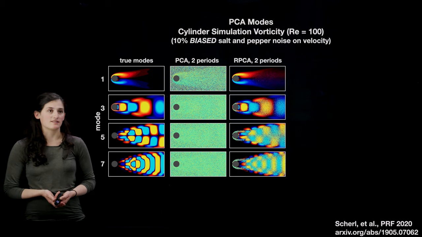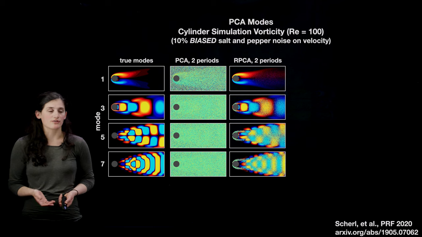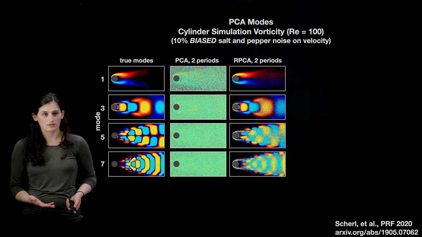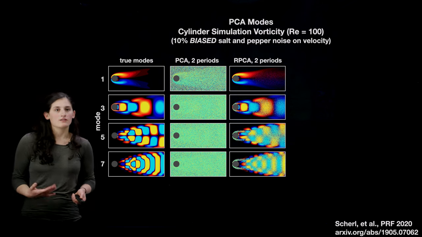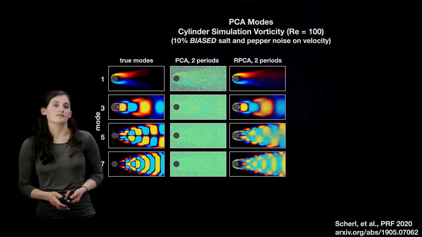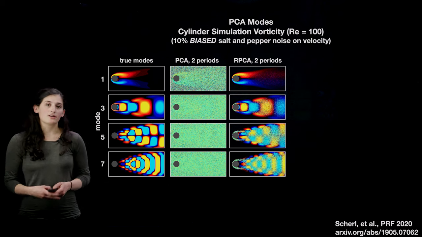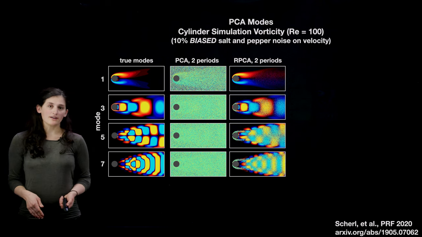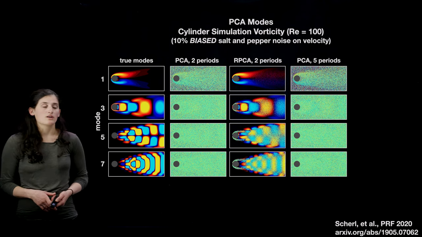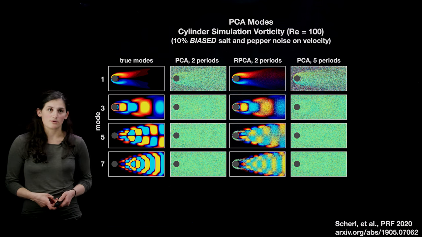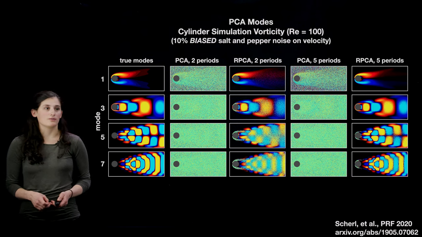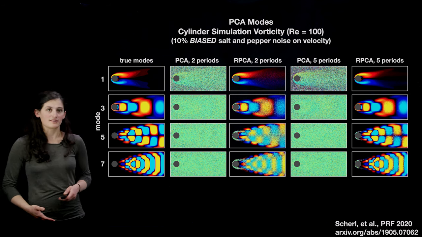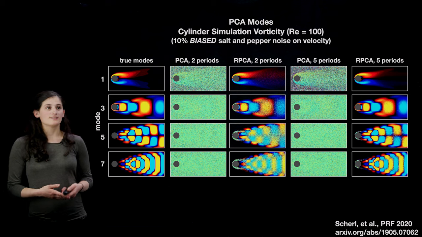If we compare this to the RPCA modes, we can see that there's some coherent structure, and it starts to match the true modes. However, they're still a little bit fuzzy. And this is only for two periods of vortex shedding being analyzed. If we increase that from two periods to five periods, we see improved results, but not for the PCA modes. The PCA modes are still pretty much incoherent. But for the RPCA modes, we can see that they're much clearer and have that same structure that's evident in the true modes.